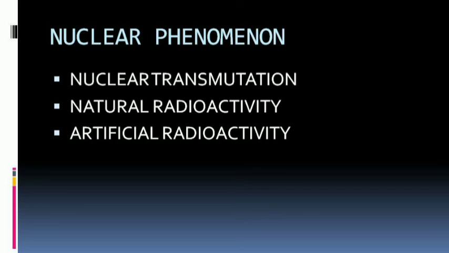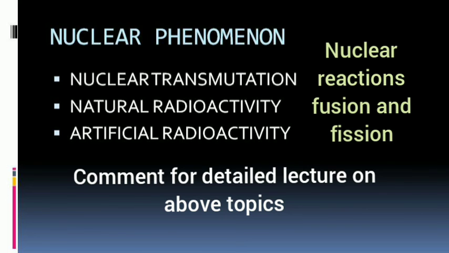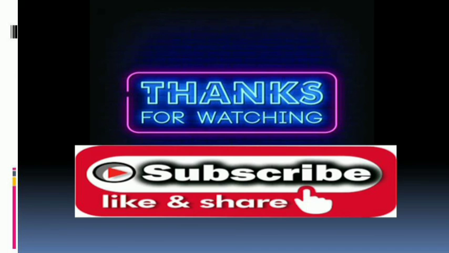To stabilize itself, the nucleus shows certain nuclear phenomena. The most important phenomena are nuclear transmutation, natural radioactivity, and artificial radioactivity. Natural radioactivity is the self emission of certain particles from the nucleus. Nuclear transmutation is the conversion of one nucleus to another by certain types of transformation, and artificial radioactivity is another artificial phenomenon. Fission and fusion reactions also go on inside the nucleus. So this is all the introduction to nuclear chemistry, and I hope you understand certain basic concepts of nuclear chemistry.